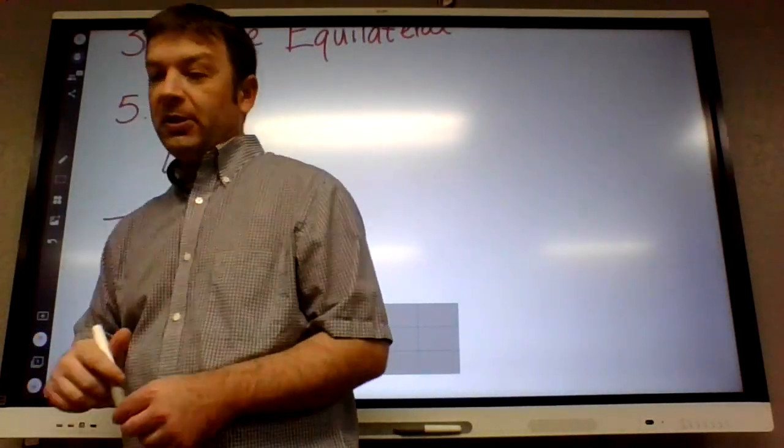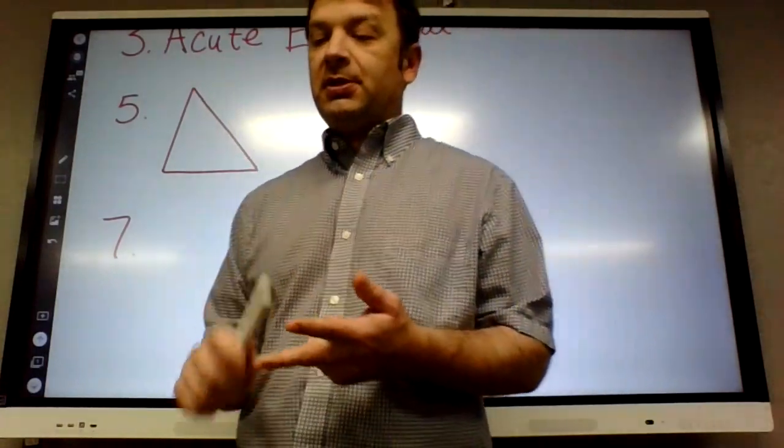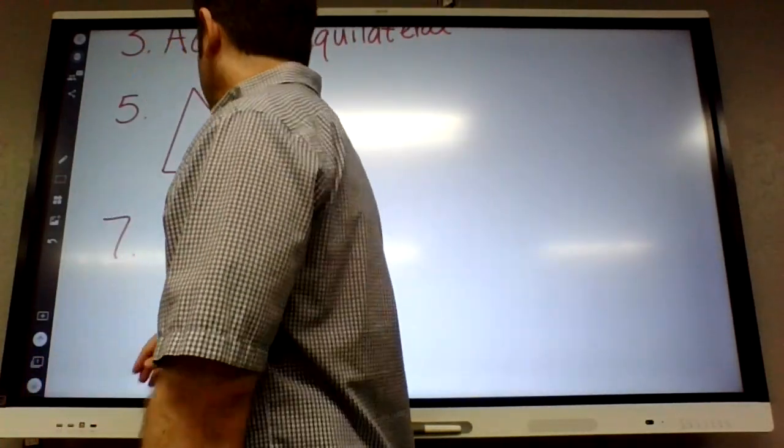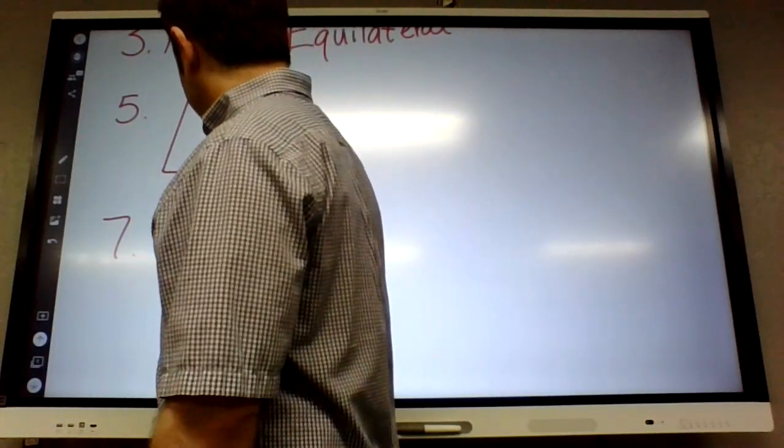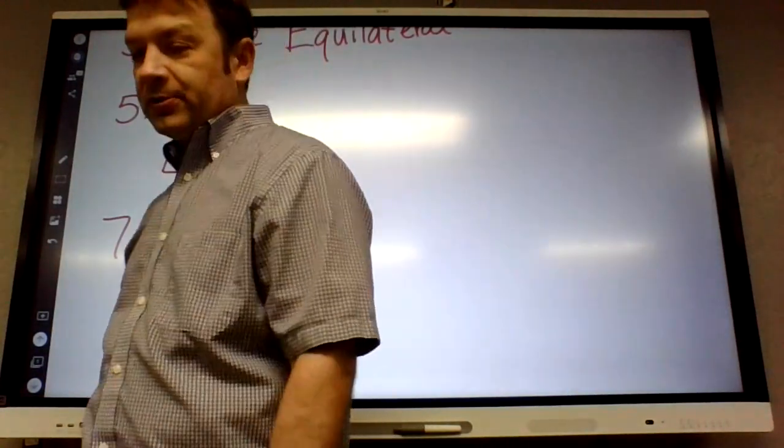Anyway, all the angles are acute, and it's scalene because the sides are a little different. This one's a little bit longer than this one. That's a little bit longer than that. Those two are pretty close.